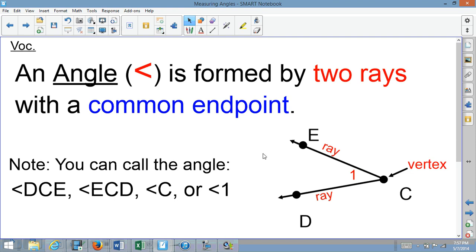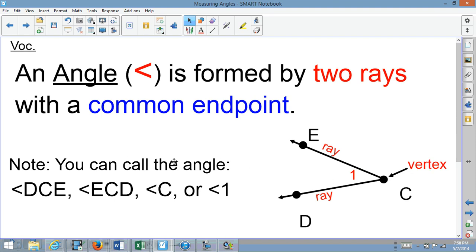Note, here's the angle over here. The rays, those are the two rays with a common endpoint. Here's the endpoint right here at the end. And we call that endpoint a vertex, by the way.